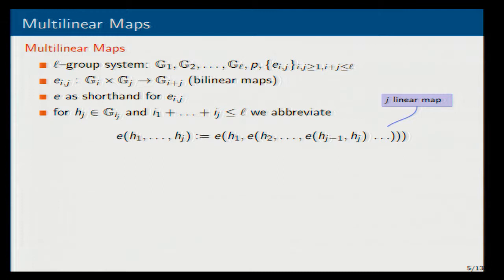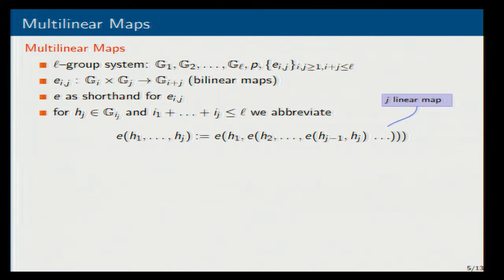So this is our abstraction for multilinear maps. It's the same that Susan explained before. We have an L group system, groups G1 up to GL, all of order P, and we have a collection of bilinear maps EIJ. A map EIJ is going to map an element from group GI and an element of group GJ to an element of group GI plus J.